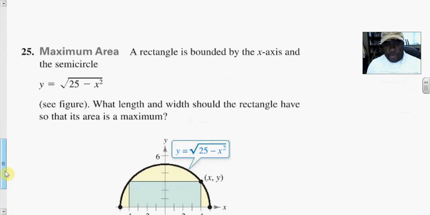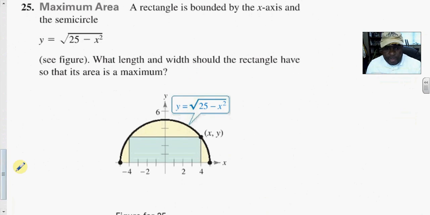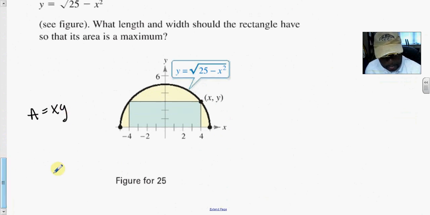The last one that I will do in this section. A rectangle is bounded by the x-axis and the semicircle. What length and width should the rectangle have so that its area is a maximum? The same idea from the previous problem, actually. So here the area for the rectangle is going to be x times y.